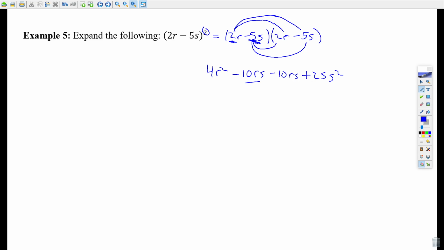So you look in the middle, these two things match. They're both the same. We put them together. Negative 10 minus 10 is negative 20 rs plus 25s squared. And then we bring down the 4r squared. And that's your answer.